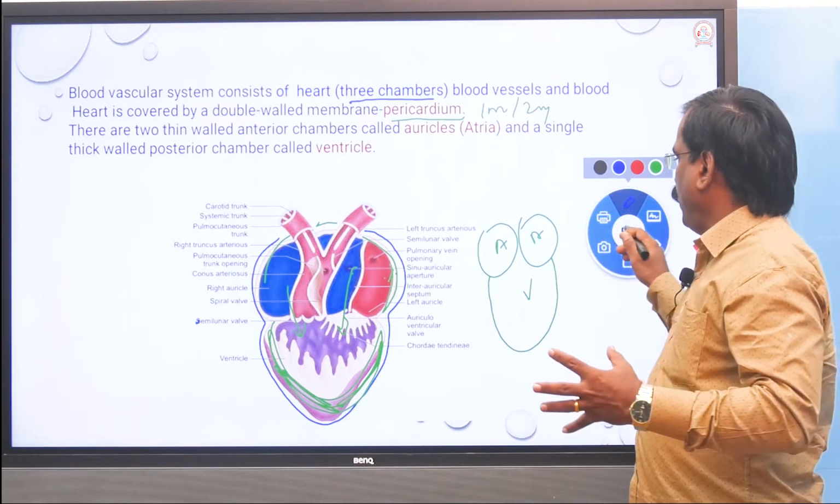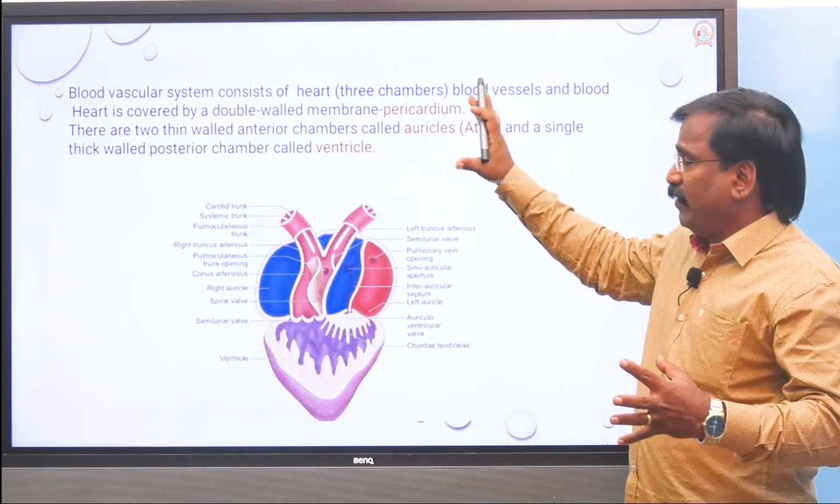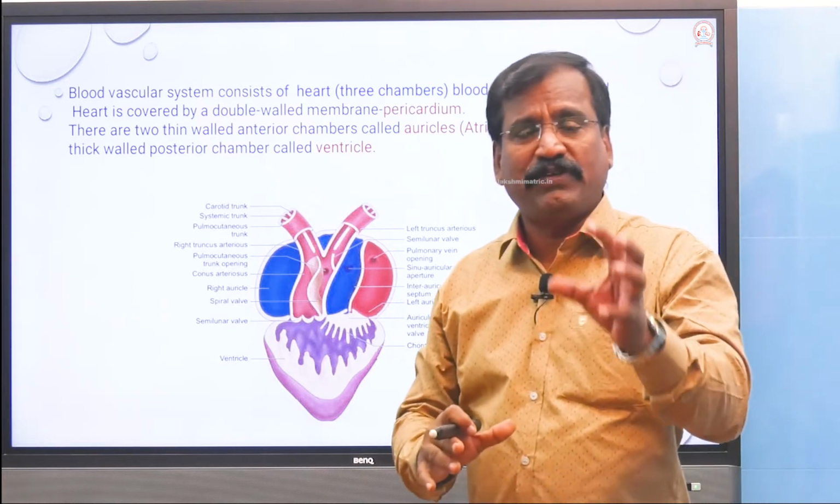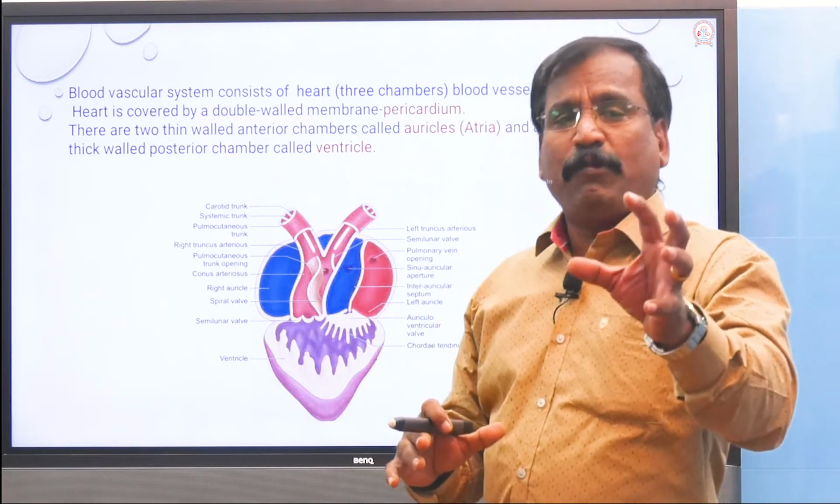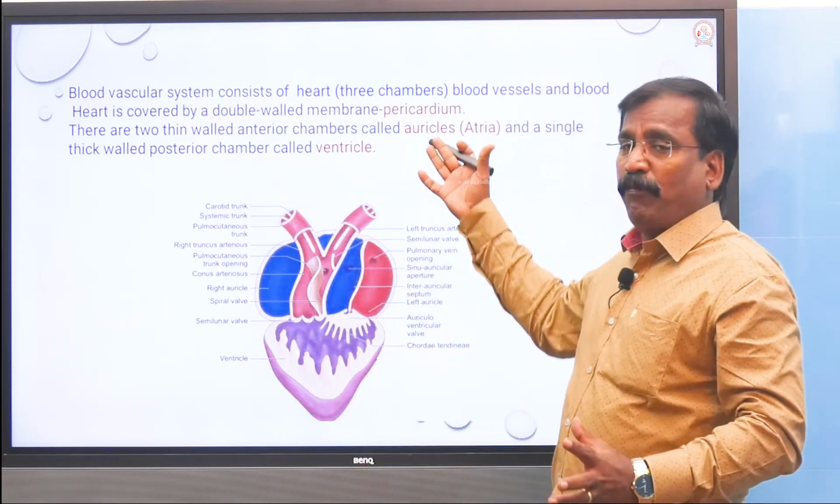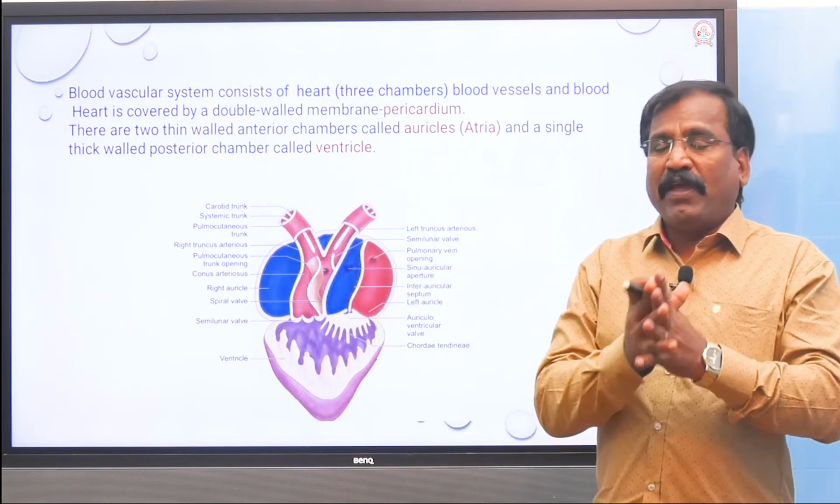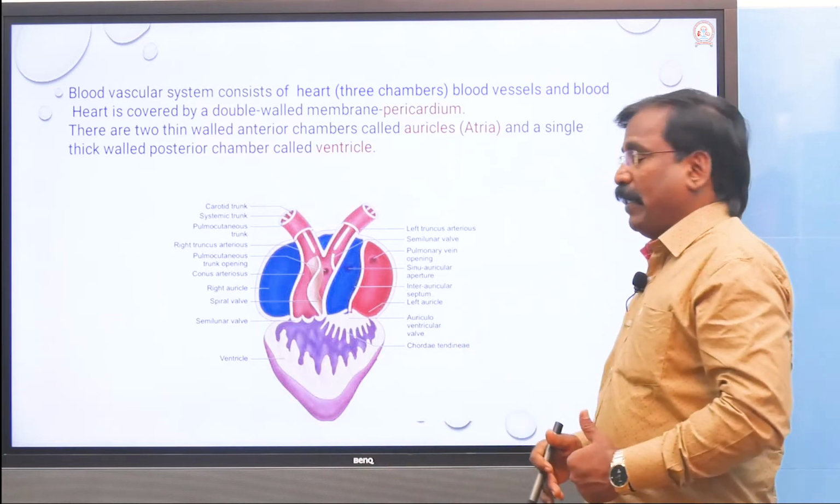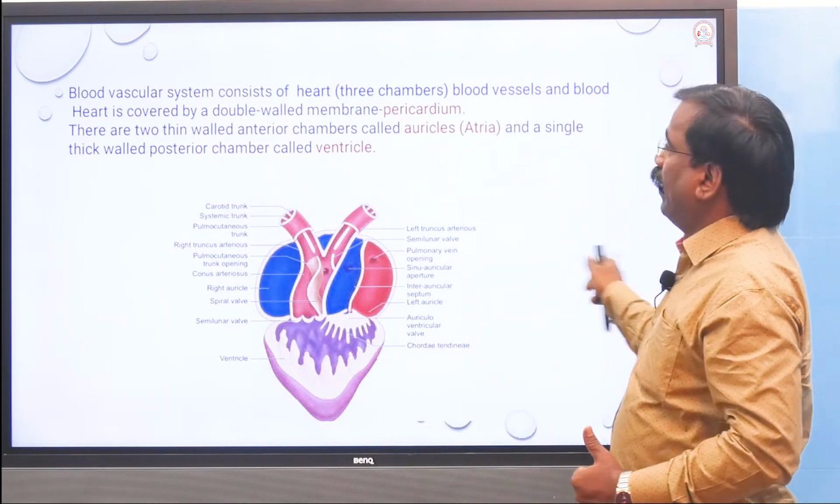So, in a nutshell, the circulatory system is composed of a three-chambered heart and blood vessels. The heart is surrounded by a protective, double-layered membrane, the pericardium, and the three chambers are the two upper chambers and one lower chamber. Okay, that's all.